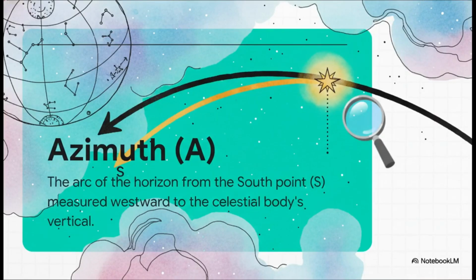Now for the second coordinate, azimuth. If height tells us how high the object is, azimuth tells us in what direction. So let's visualize our flat horizon plane again. We define a starting point, and in astronomy, that's typically the south point. From there, we measure the angle westward, along the horizon, from 0 all the way to 360 degrees, until we're directly under the star. That angle is the azimuth. So, with height and azimuth together, we can pinpoint any object in our local sky.